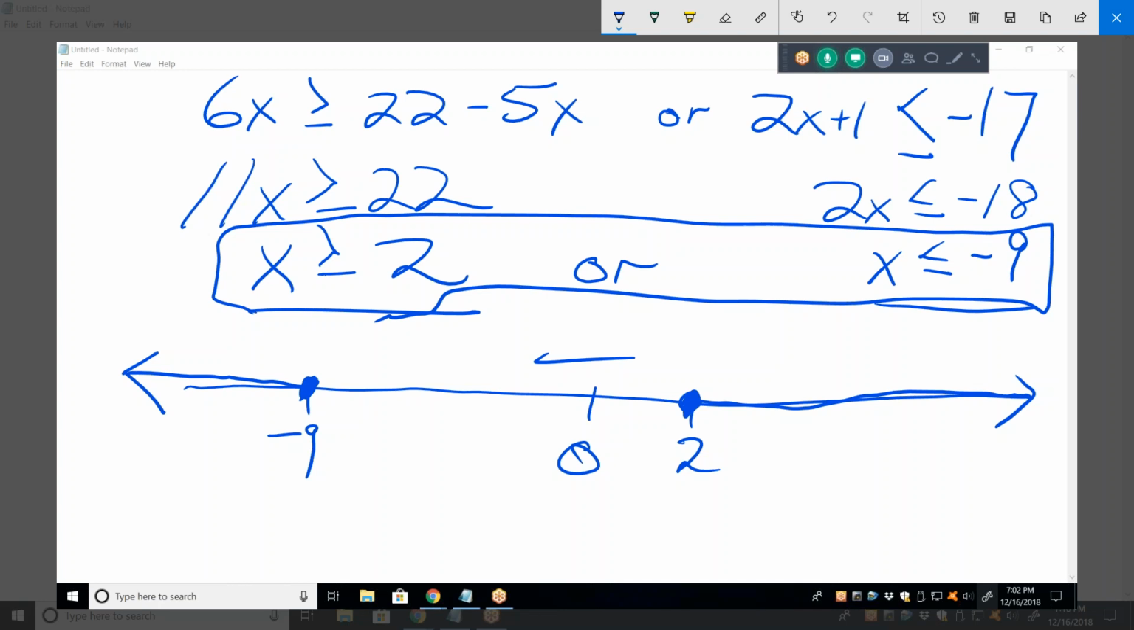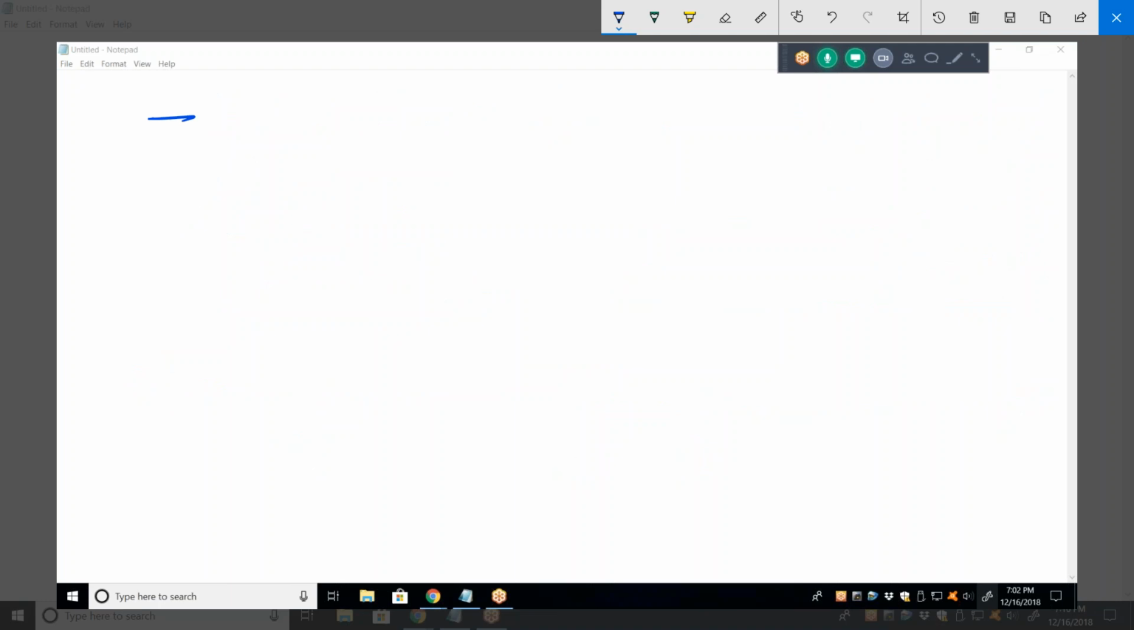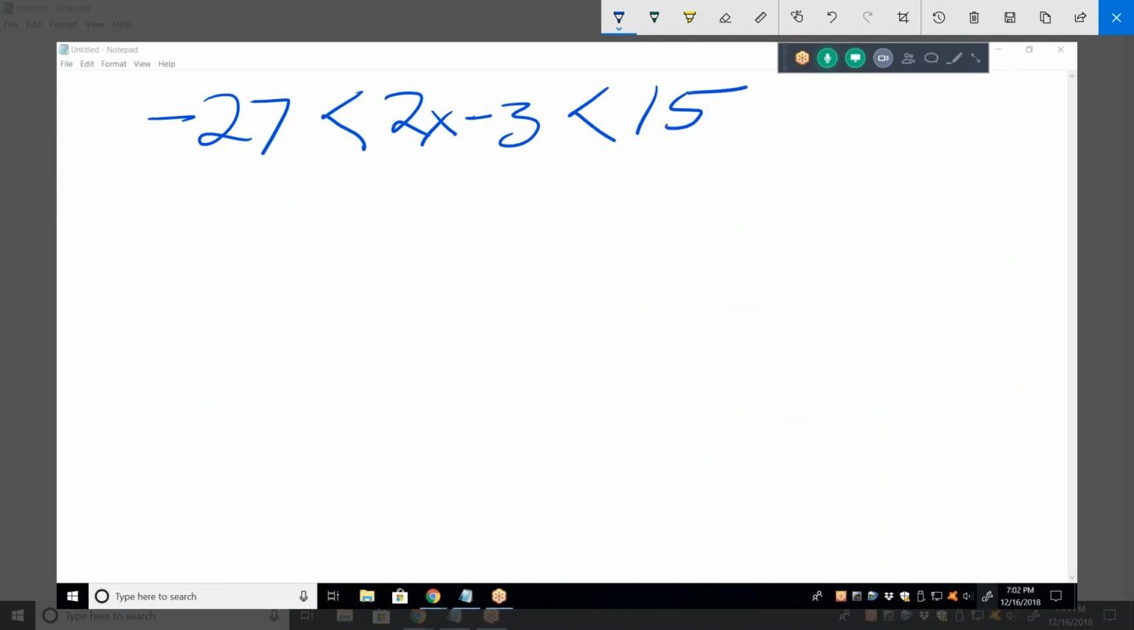So then the next question is -27 is less than 2x minus 3 is less than 15. Like that? Yes. Okay. When you have 3 pieces to an inequality, kind of treat it like an equation. In other words, we still want to end up with x being isolated, and it's going to end up in the middle.